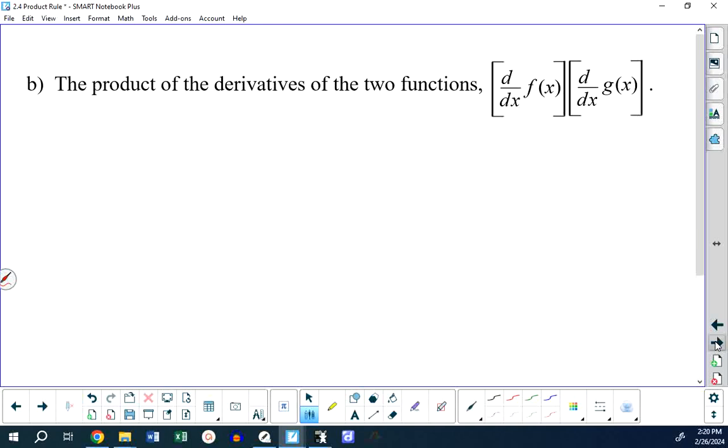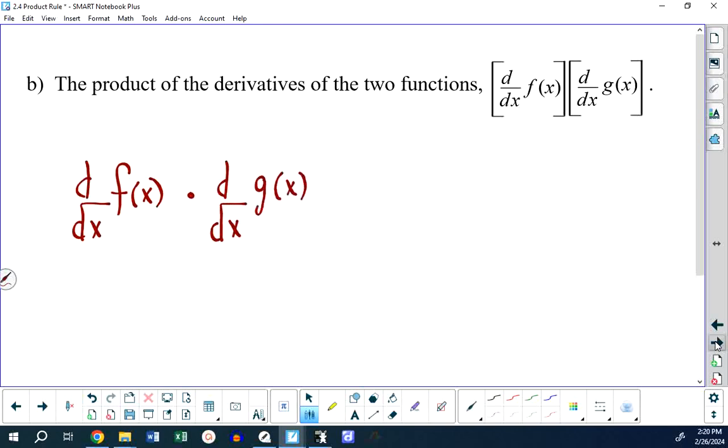Calculate or determine the product of the derivatives. So this is different. This is saying take the derivative with respect to x of f of x and multiply by the derivative with respect to x of g of x. And those brackets are not needed. I just wanted to emphasize up top here that we're multiplying derivatives. So if you want to put the brackets in, have at her. It doesn't really matter.